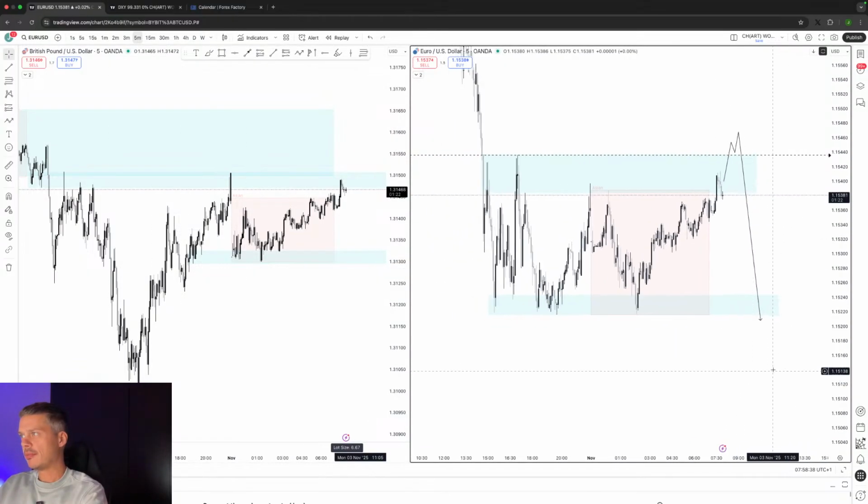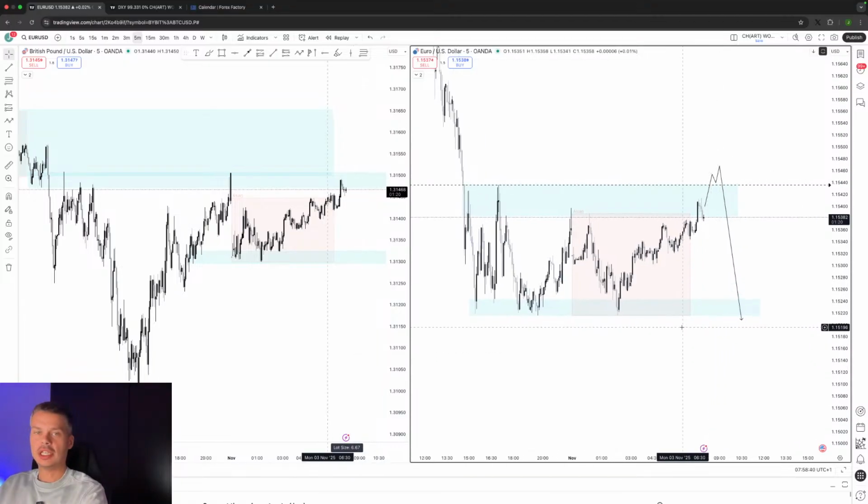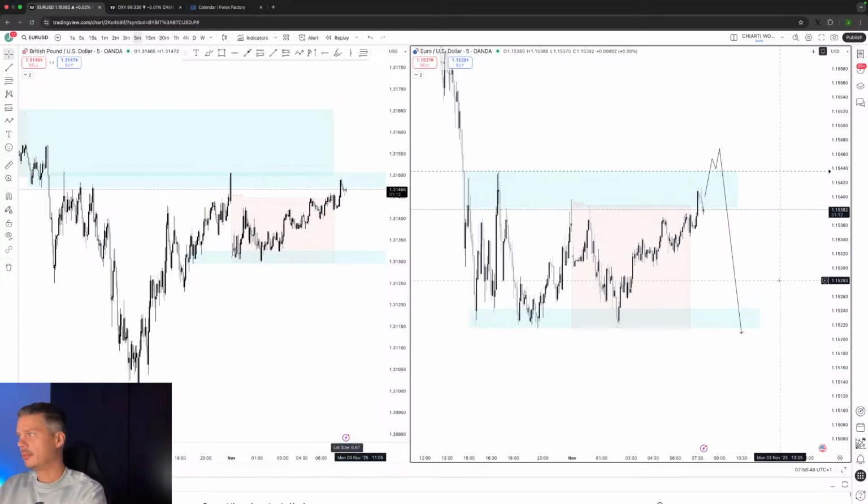We have some potential clean opportunities on Euro, US dollar. So yeah, keen to see what we can catch this morning and if we can catch a trade all along together.